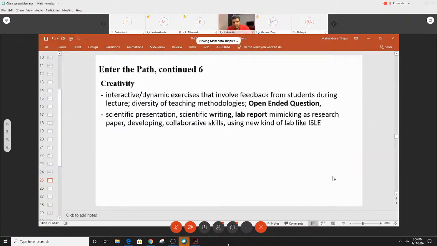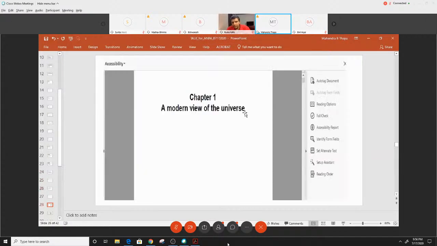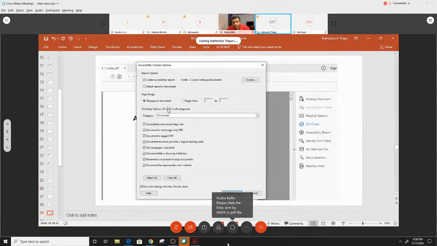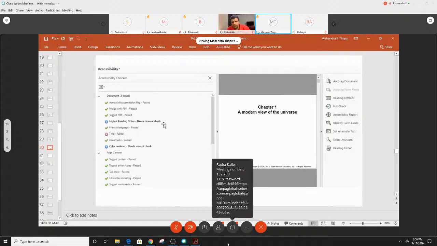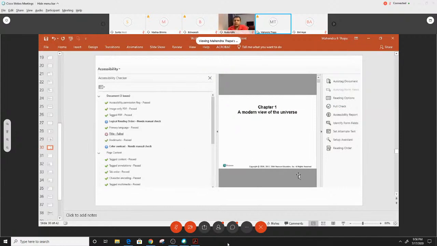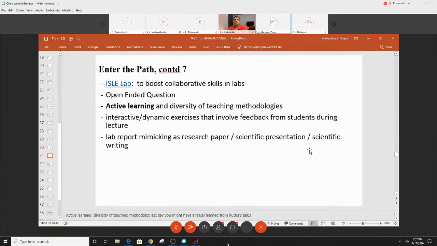I give the example that in Acrobat Pro, you can use this software to check the accessibility. You click the full check, and it tells you what is good and what is bad. If those things are not clear, people who have difficulty hearing or seeing cannot read your PDF. So you have to upload the files so that they are accessible to everyone.